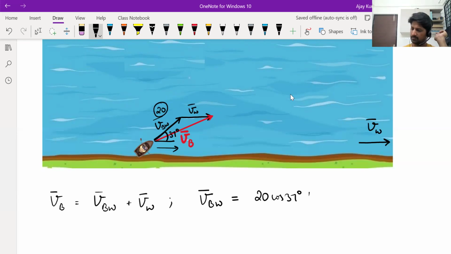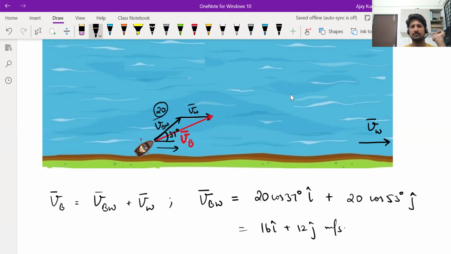So positive i cap. And the y component: if it makes 37 degrees with the x-axis, it will be making 53 degrees with the y-axis. Then the y component will be 20 cos 53 degrees, and it will be upward, so j cap. Therefore, this becomes 16 i cap plus 12 j cap meters per second. That's the velocity of the boat relative to water.